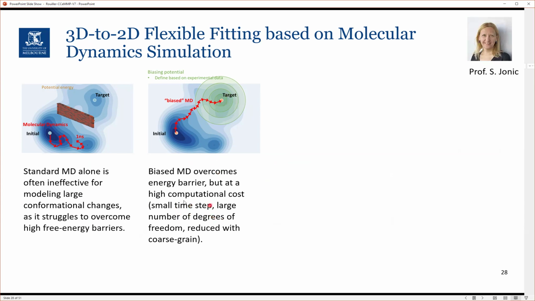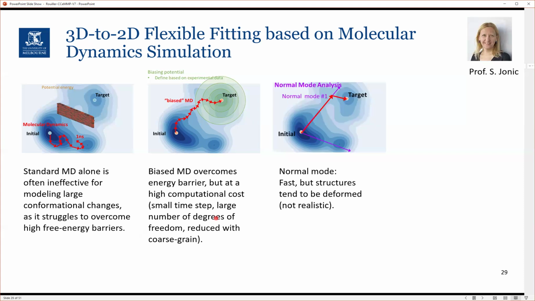However, using molecular dynamics, even biased molecular dynamics alone, is highly computationally expensive. It takes a lot of time, and this is because of the small step size of molecular dynamics and the large number of degrees of freedom. This can somewhat be reduced using coarse graining, but it is still very slow and expensive. So alternatively, what people have been using is normal mode.